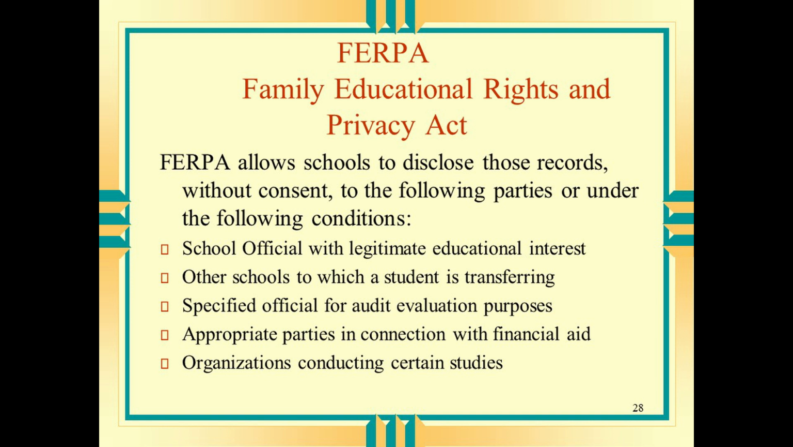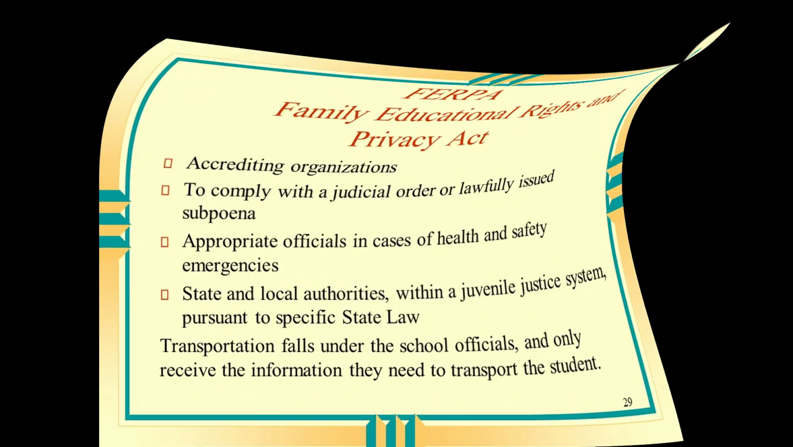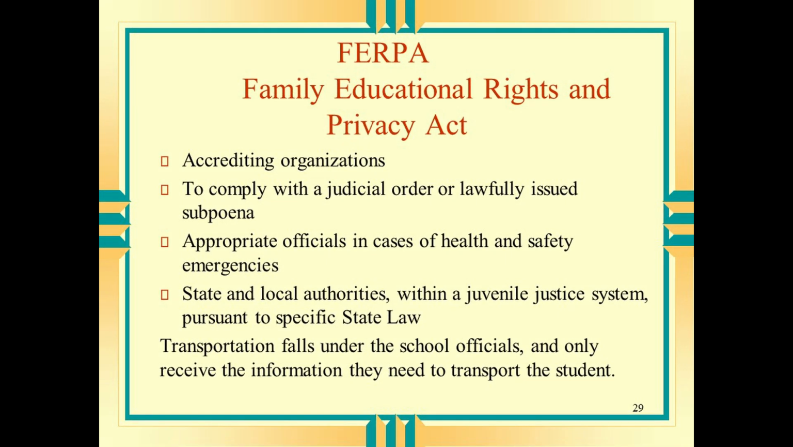appropriate parties in connection with financial aid, organizations conducting certain studies, accrediting organizations, to comply with a judicial order or a lawfully issued subpoena, appropriate officials in case of health or safety emergencies, and state and local authorities within the juvenile justice system pursuant to specific state law. Transportation falls under the school officials. They only receive the information they need to transport the students safely.